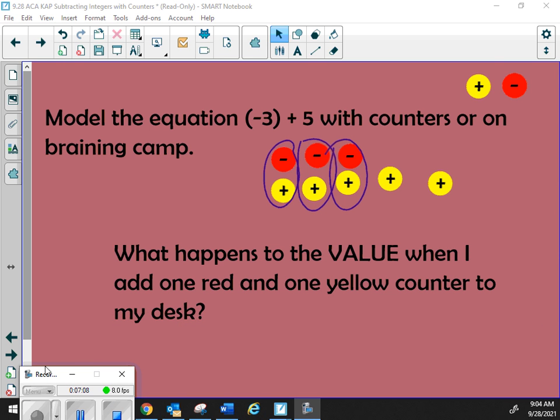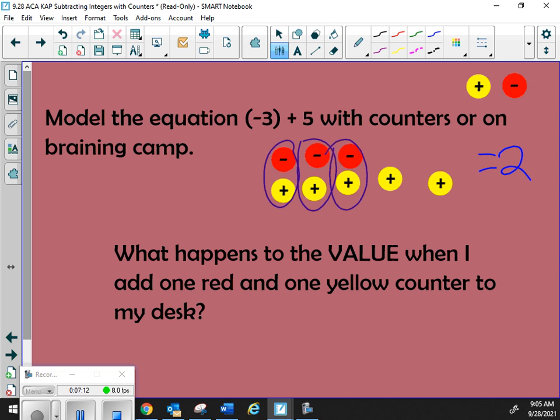Now let's look at this. It says what happens to the value? Okay, we said this equals 2. What happens to the value when I add 1 red and 1 yellow counter to my desk? If I added 1 yellow and 1 red counter, what happens to my value? What happens, Devani? 1 more 0 pair, but does my value on the board change? No, because is it still 2? Yeah. You'll agree?